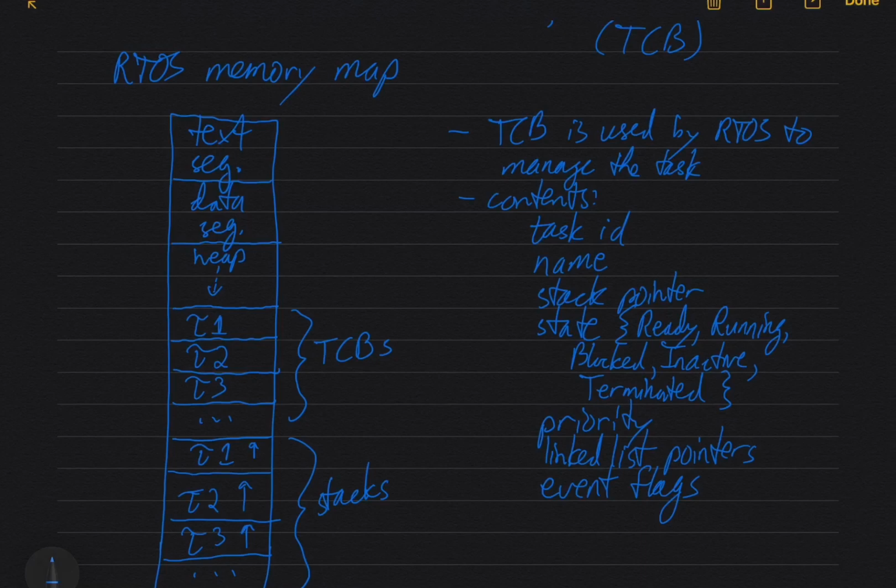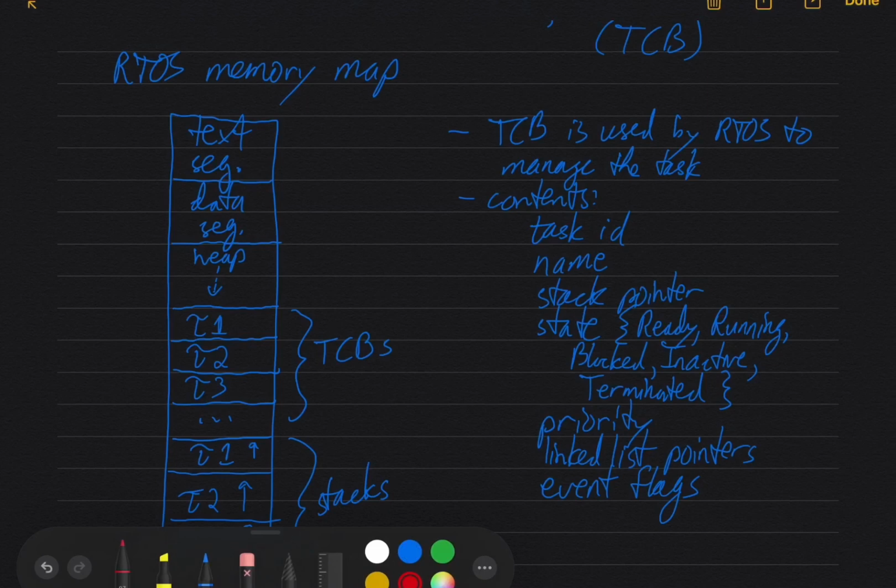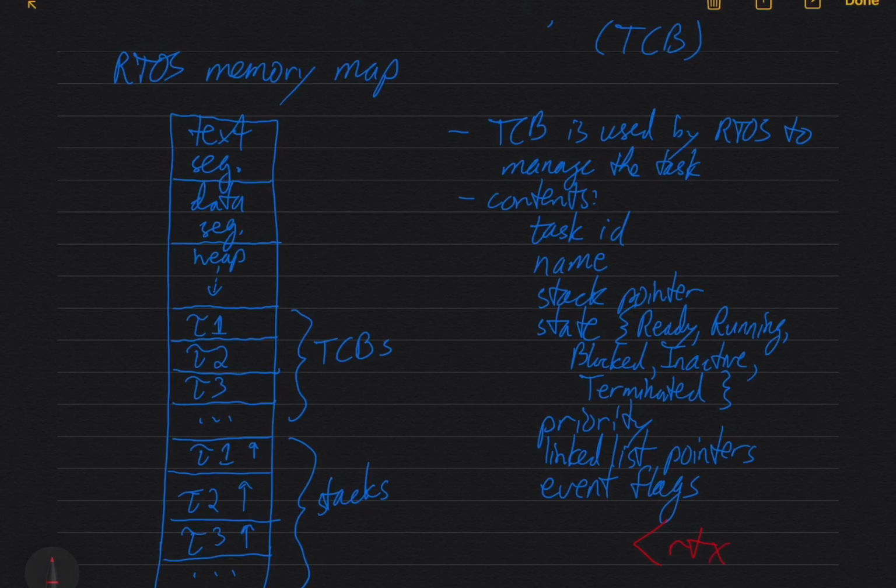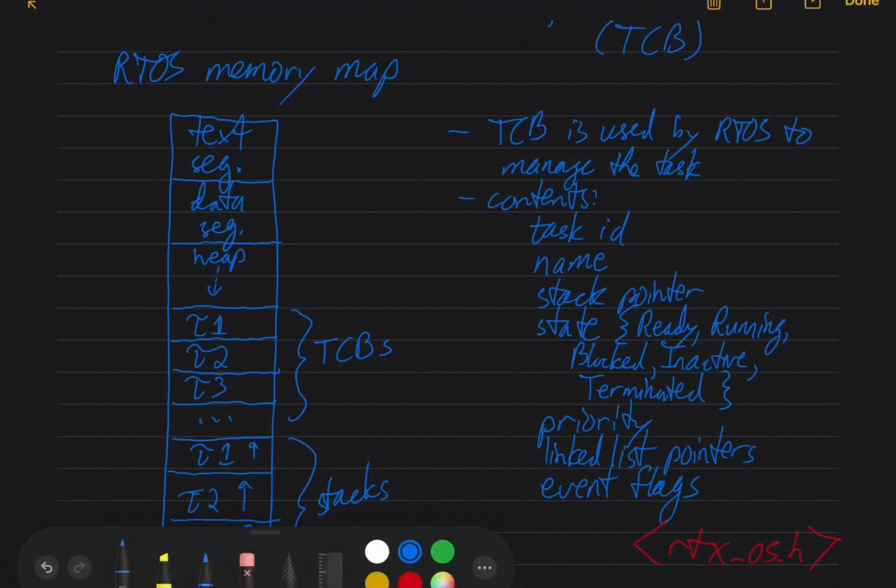Okay, so that's some of what's in the TCB, and this information I got from this header file. I did not mean to do red, but oh well. rtx_os.h, and that one's a little harder to find than the SimSys os2 header file. This one's an implementation specific file. I found it using the find command, which is a Linux utility. So anyway, there's what's in our TCB.